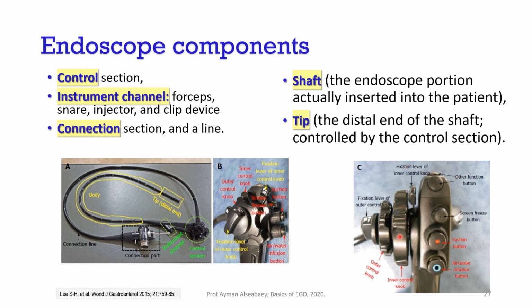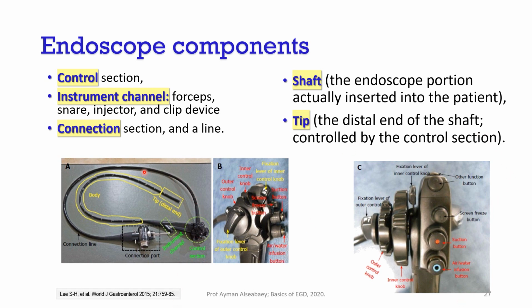If you pull this dial towards your body, the tip will go up on the screen. If you push it away from your body, the endoscope tip will go down on the screen. The small wheel here: if you pull it towards your body, clockwise, it will cause the endoscope to go to the right side. And if you push the wheel away from your body, it will push the tip towards the left. These are the functions.